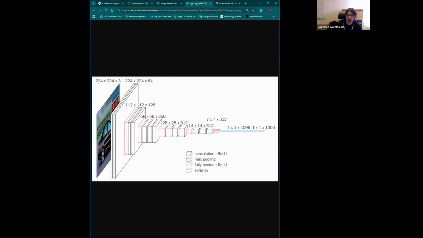So I have here an image from a much bigger convolutional neural network. This is an actual network that was state of the art a few years ago. And we can see how it operates. It takes a pretty big image.